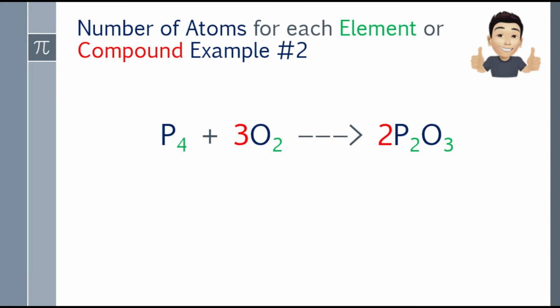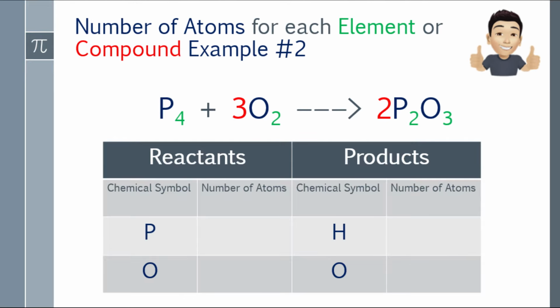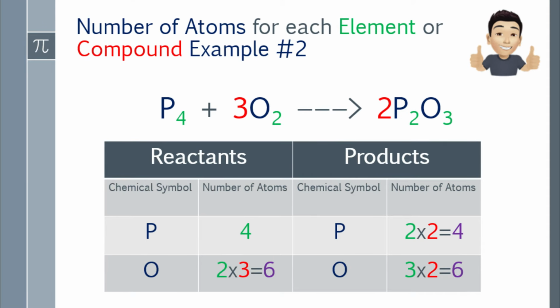Alright, next example tayo. What if we have tetraphosphorus plus 3 oxygen gas is equal to diphosphorus trioxide. So, P4 plus 3O2 is equal daw to 2P2O3, subscript 3. So, again, number of atoms natin, paano natin gagawin yan? So, gawa ka ng table, with the reactants and products, the chemical symbol, and the number of atoms. So, first one, we have the phosphorus. So, dahil ang subscript niya ay 4, number of atoms is 4. At dahil wala siyang coefficient, 4 pa rin siya. Next, we have the oxygen. Ang subscript ng oxygen mo ay 2. At dahil ang coefficient niya ay 3, 2 times 3 is equal to 6.